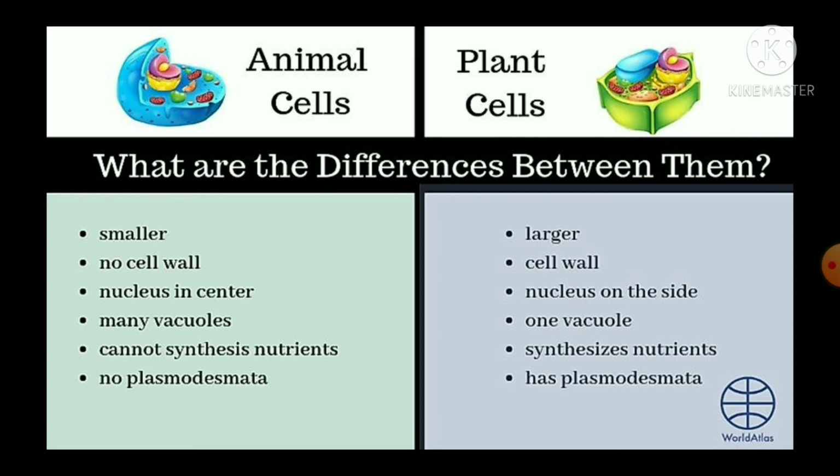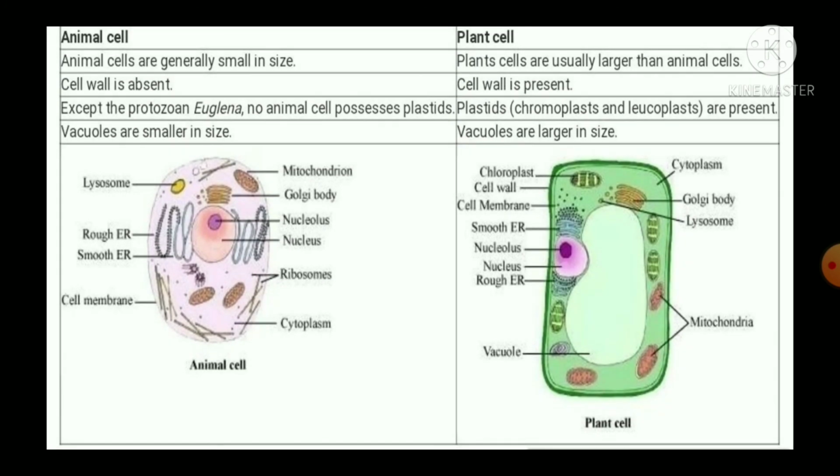Animal cells cannot synthesize nutrients, but plant cells synthesize nutrients. Animal cells do not contain plasmodesmata, and plant cells have plasmodesmata. Also, animal cells do not have plastids, which are found in plant cells and help in photosynthesis. Animal cells are generally small in size. Except for the protozoan euglena, no animal cell possesses plastids, but in plant cells, plastids, also known as chromoplasts and leucoplasts, are present, which help in photosynthesis and trap sunlight energy.